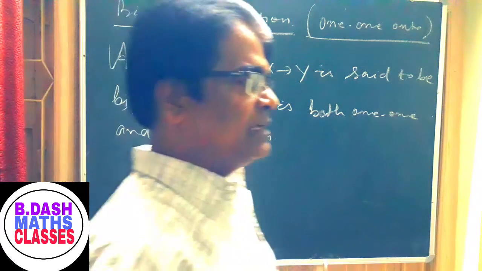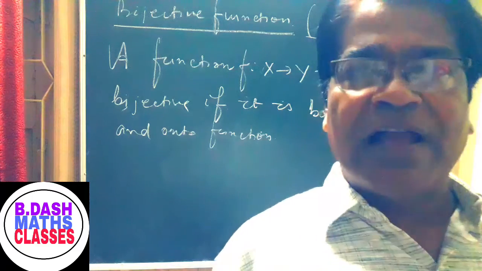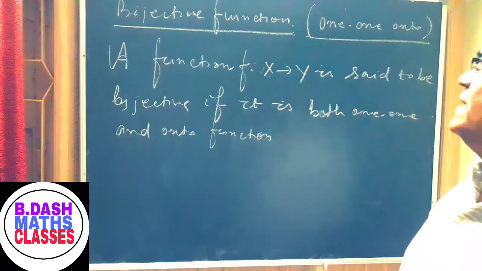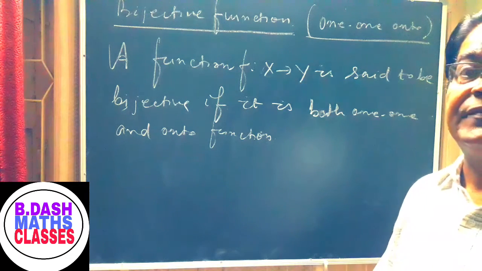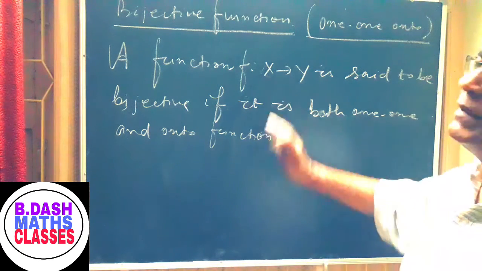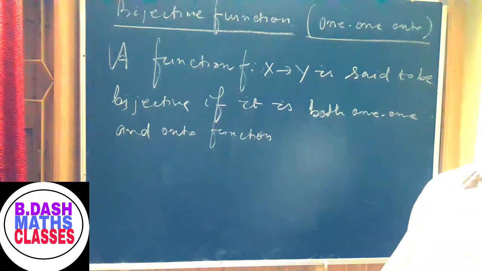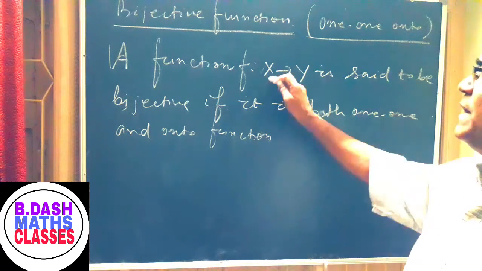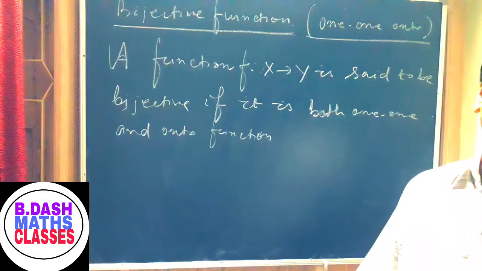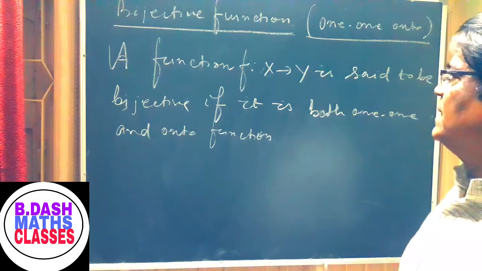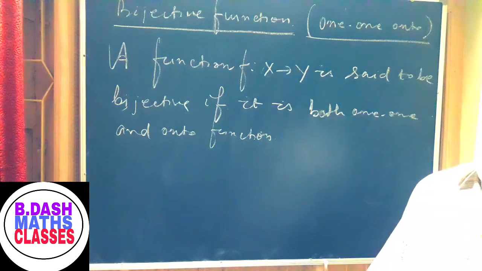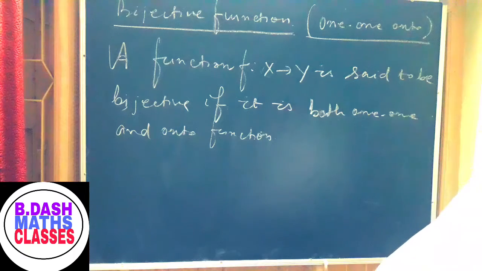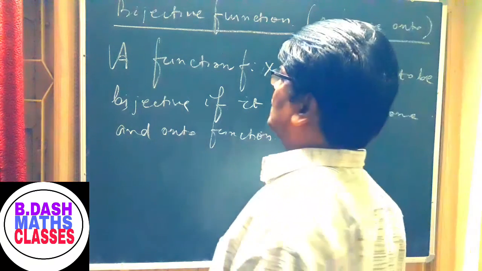So in this case, if x and y are finite sets, definitely they will have same cardinality. Means they must have same number of elements if the function f is both one-one and onto. But in case of infinite sets x and y, there must be one-one correspondence between the elements of x and elements of y. And an inverse exists for this bijective function only.